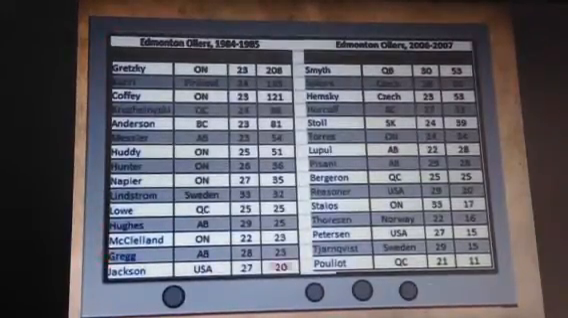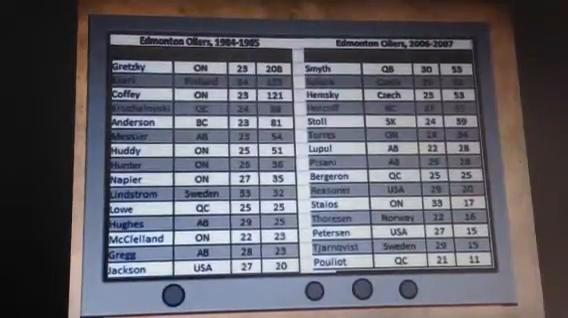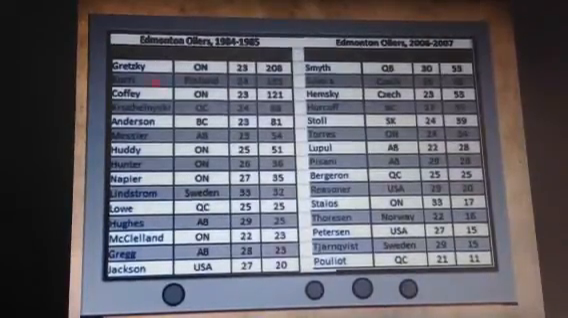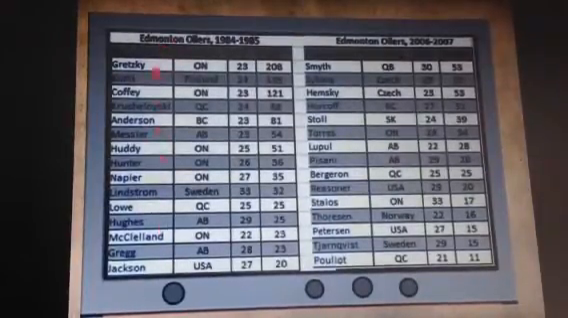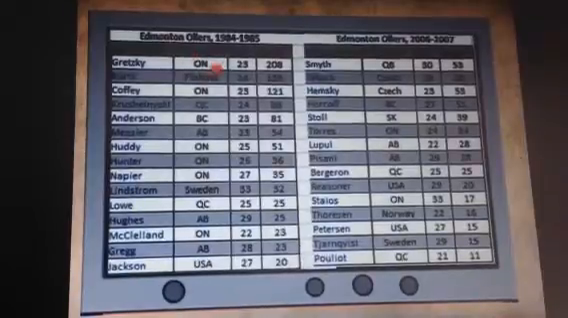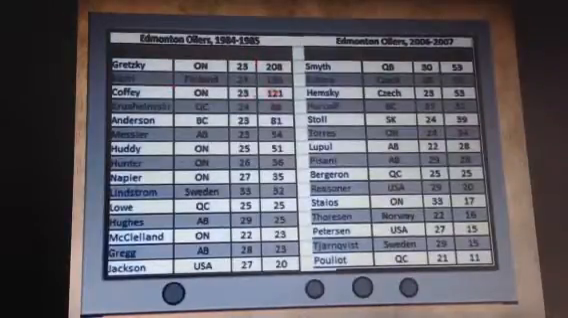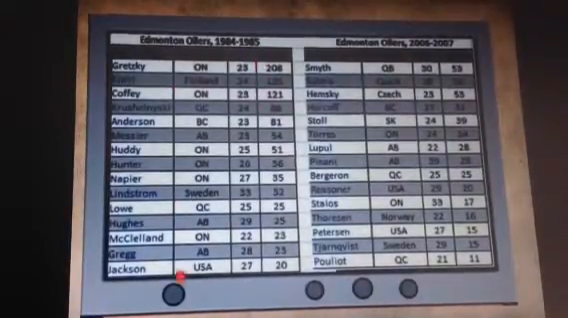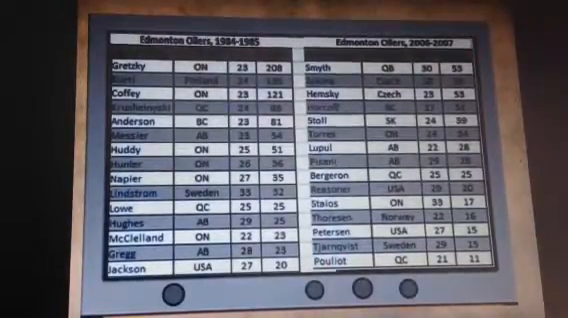So over here we have the Oilers from 1984 to 1985, when I was 5 and 6 years old, if you are curious. And you have Wayne Gretzky, so the player's name. You have their birthplace, his was Ontario. You have their age, he was 23 at the time, and the number of points he'd scored, which was 208. And you can find that information for all the players from the Edmonton Oilers in 1984 to 1985. Same thing happens over here, except it's for 2006 to 2007.